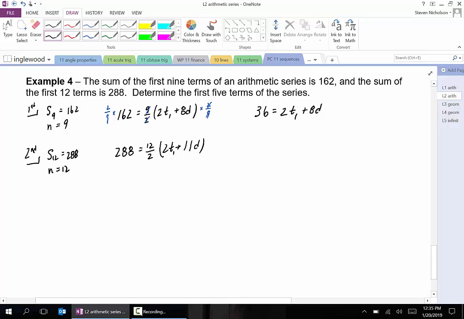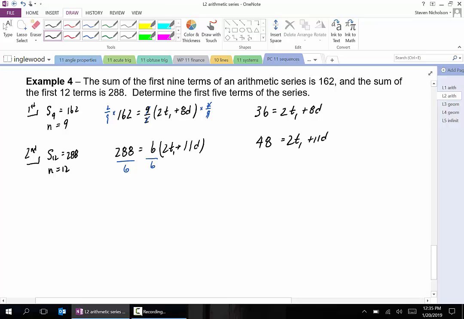Now, the second one's a bit easier, because 12 over 2 is simply 6. So the way I could get rid of this 6 is divide both sides by 6. And I could have done that right here. Instead of multiplying by 2 over 9, I could divide by 9 over 2. And again, your calculator is very useful. What we end up with right here is 2T1 plus 11D.